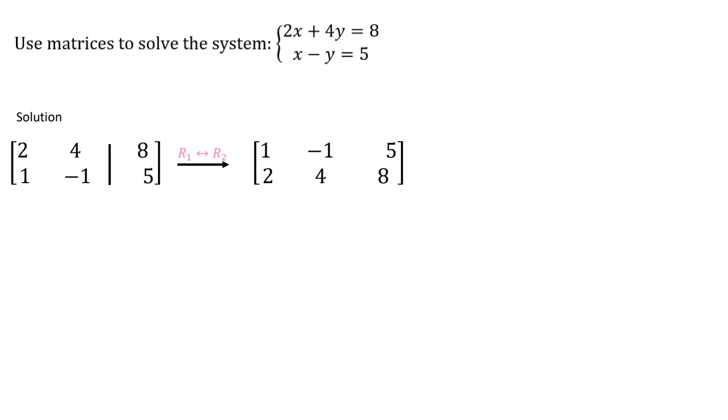So the row 2 now became my row 1, and my row 1 is my row 2. So I have now this 1, -1. Again, I forgot the little line here. Don't forget this is equals 5. And then we have 2, 4 equals 8.